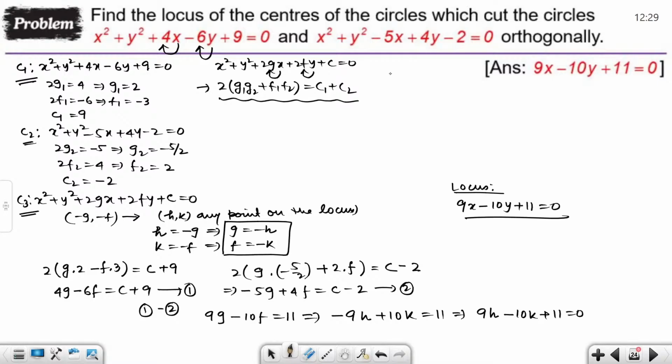Is it clear? And then simply apply this formula, when the two circles intersect each other orthogonally, to find the locus of the center of those circles in this problem. Is it clear? So that way we have done this sum. Okay, let us move to the next problem.